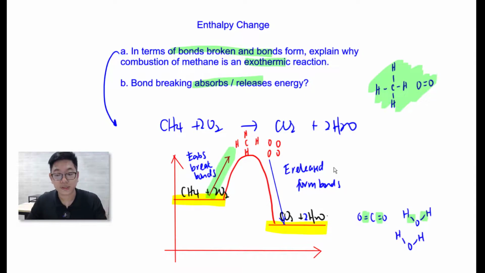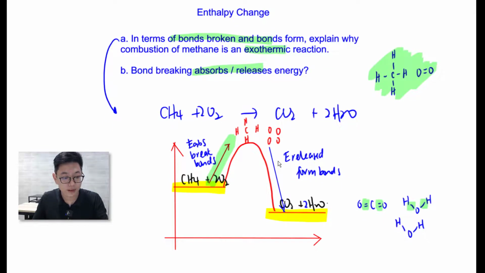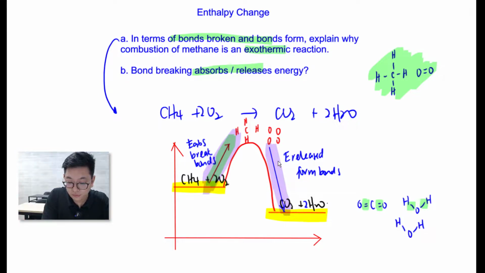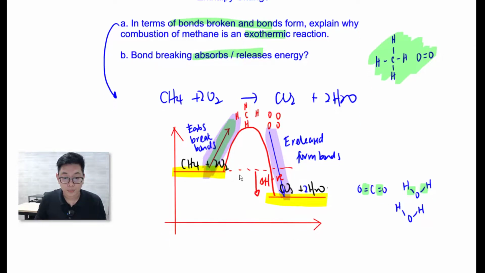So how do I make use of this energy profile diagram to answer the question? Once again, they ask you to explain why it's exothermic. Very simply, what you need to do here is this. Look at the energy absorbed and look at the energy released. Notice how the energy absorbed to break bonds is less than the energy released to form bonds. Just by looking at the diagram, we can see clearly energy absorbed is less than energy released. Also, we can see very clearly that the enthalpy change is negative because there is a loss of energy. If you put all of that together, you will be able to answer the question correctly.